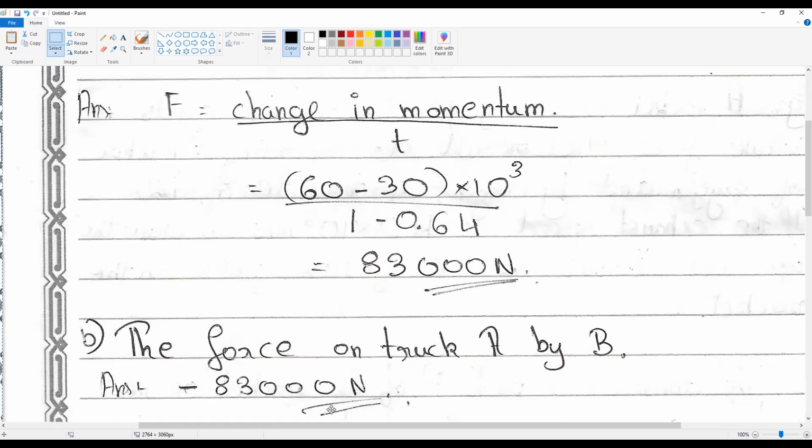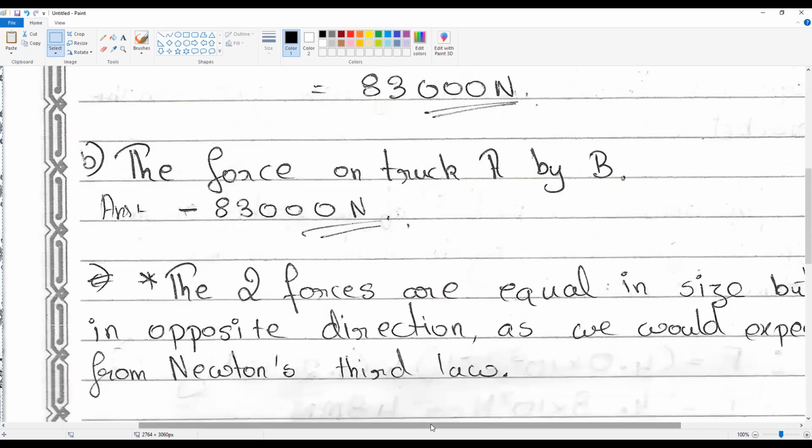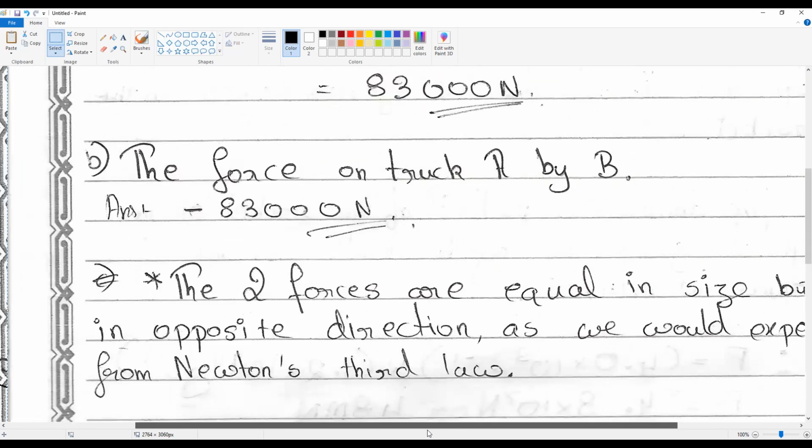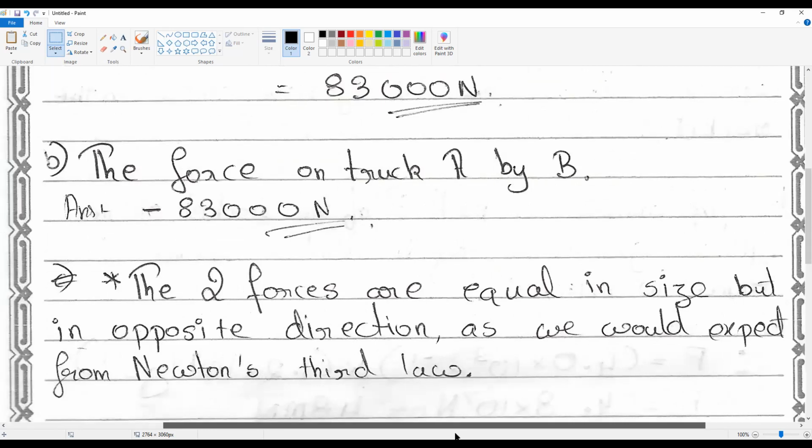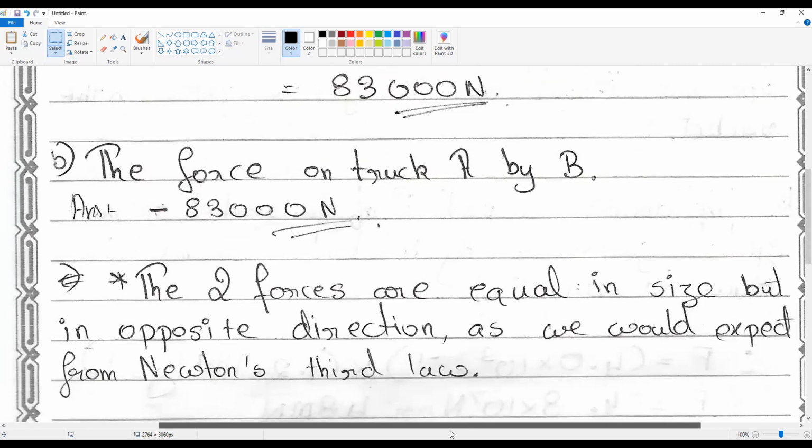First find beta, find eta, but A on B and B on A is going to be the same only. Equal and opposite. Very good. Now next one. There are two forces. The two forces are equal in size but in opposite direction, as we would expect from Newton's third law.